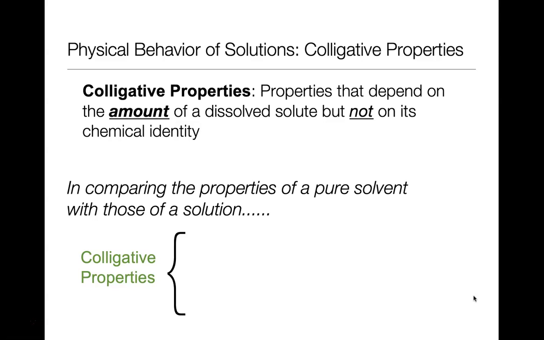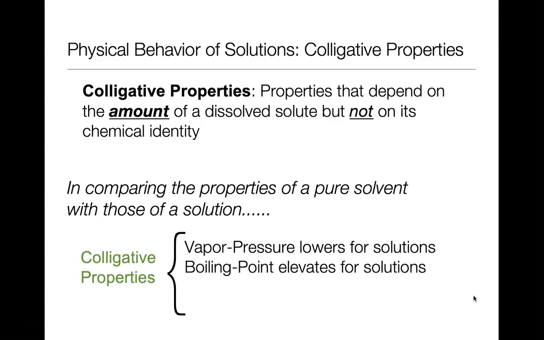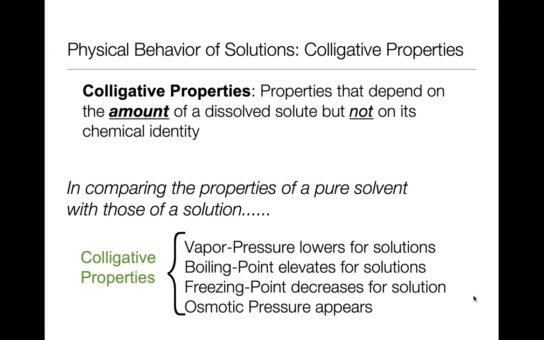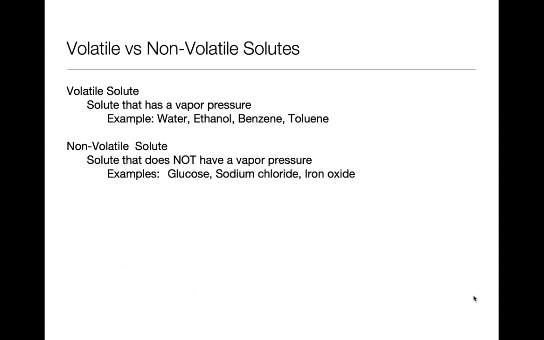So there are 4 colligative properties that we'll look at in this video. Those are going to be vapor pressure of solutions, and vapor pressure will always be lower than that of a pure solvent, boiling point elevation for solutions, freezing point depression for solutions, and then we'll briefly talk about osmotic pressure. So before we get started, we need just quick definitions.